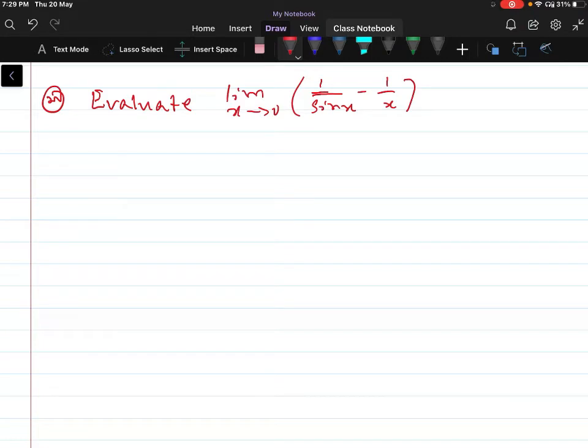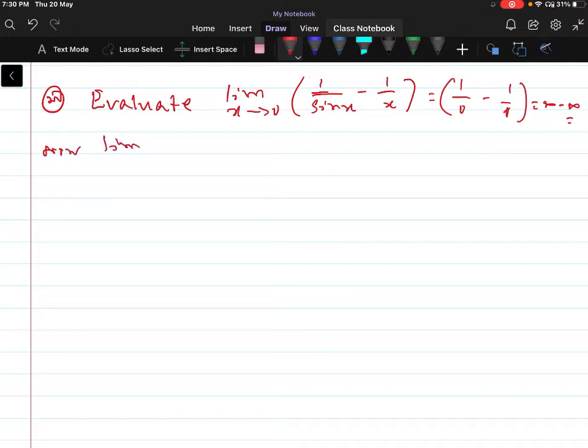So evaluate the limit as x approaches 0 of the function 1 by sin x minus 1 by x. When x approaches 0, for the function 1 by sin x, that is 1 by 0, minus again 1 by 0 form. So 1 by 0 is infinity, minus infinity form. Again it is an indeterminate form. But here you cannot directly apply the L'Hospital rule. Therefore you have to convert into either 0 by 0 form or infinity by infinity form. So now let us take the LCM.